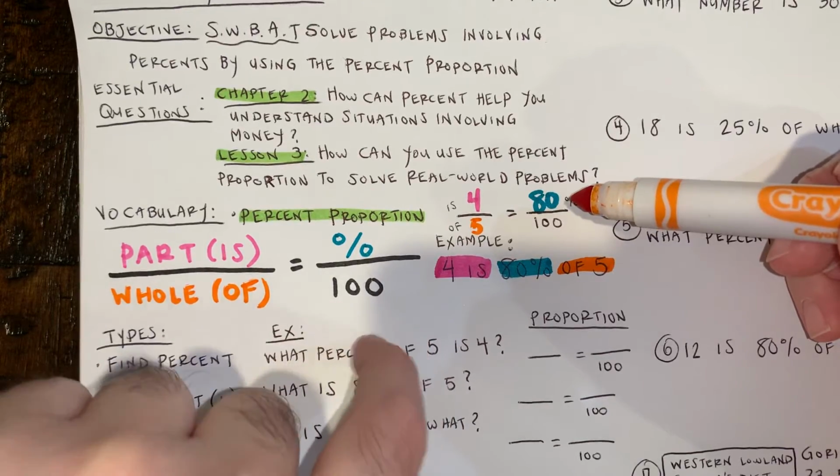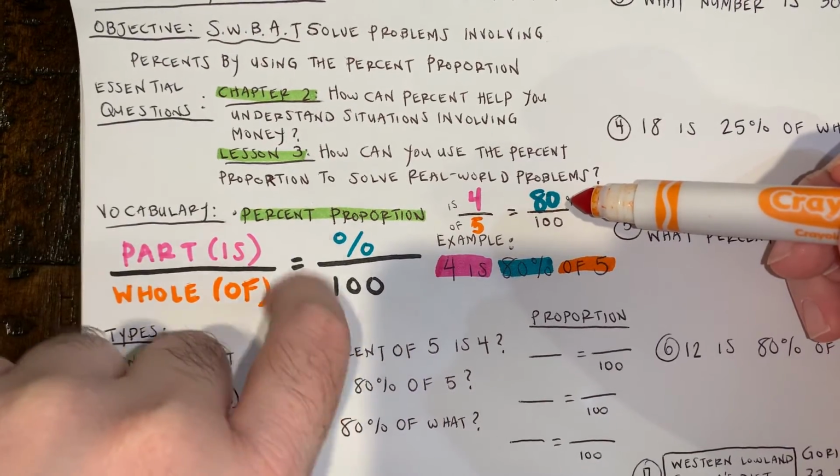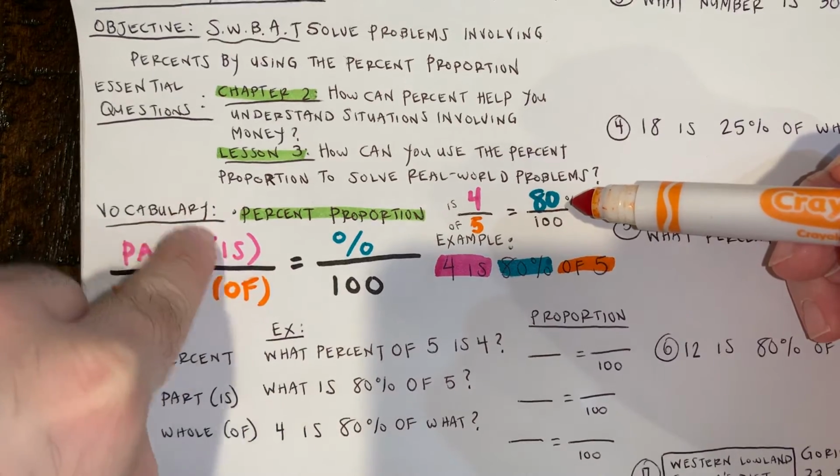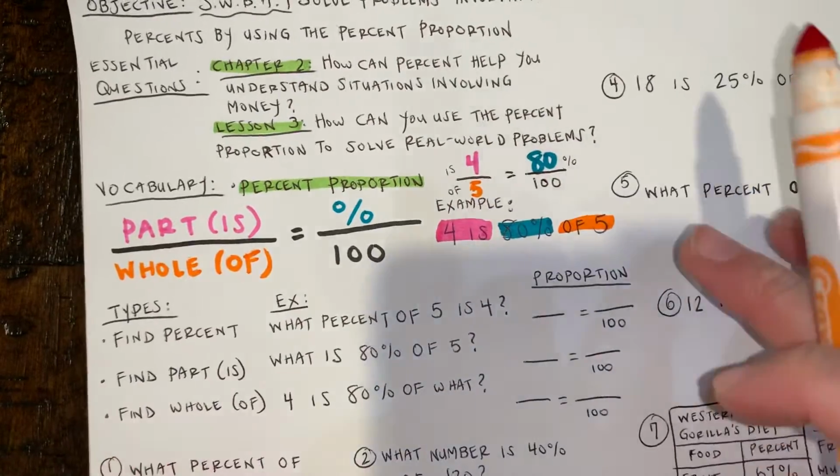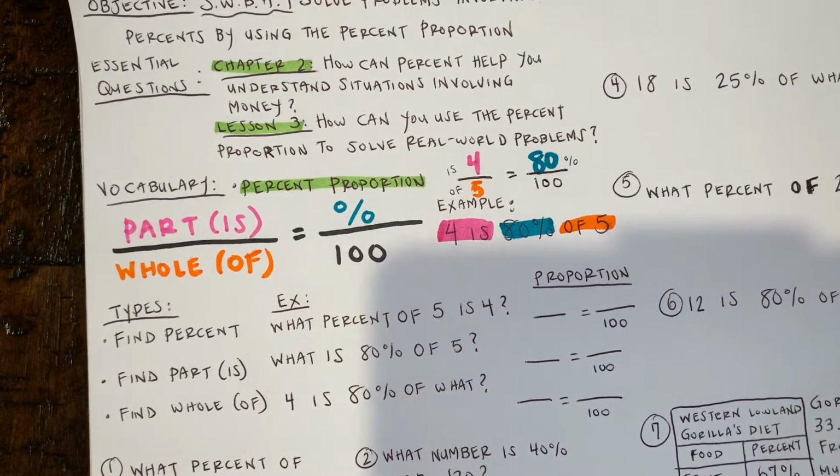And that's going to help you with this lesson. Is over of equals percent over 100. So let's do some examples just to make sure you understand the different types of percent proportion.